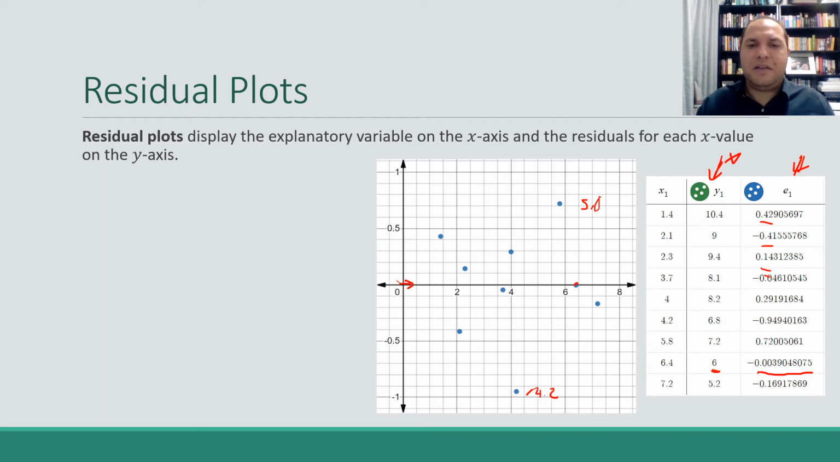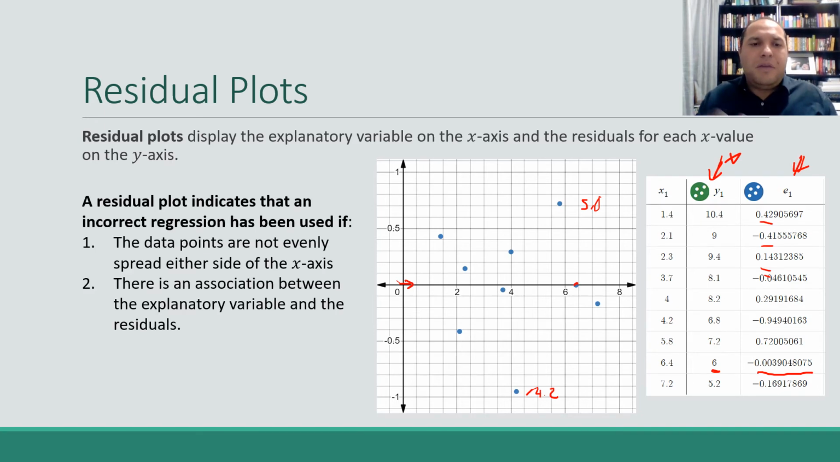All right, so then how do we use this? How do we use this to evaluate the effectiveness of the models that we've chosen? So a residual plot can indicate that an incorrect regression has been used. Right? So it doesn't really tell us if a regression is excellent or not so good. It basically gives us reasons to say it's not good. So a residual plot can indicate an incorrect regression if the data points are not evenly and randomly spread.